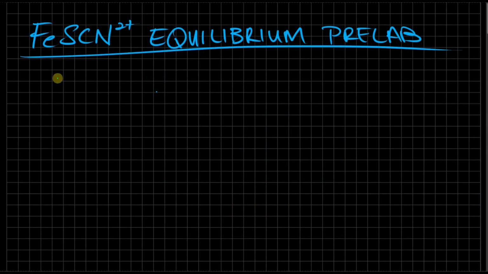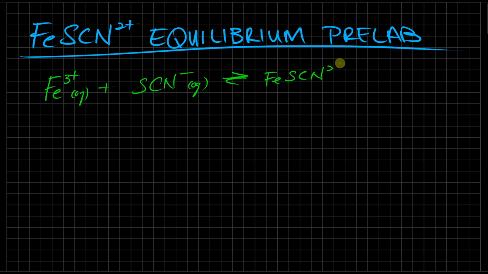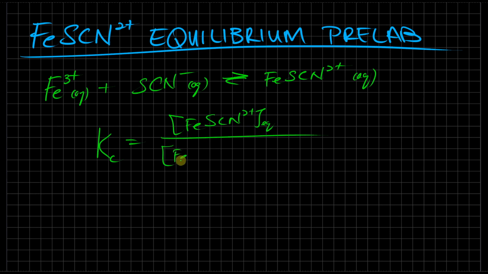In this lab we're going to react iron 3 with thiocyanate, that's SCN, to give this complex, FeSCN2+, aqueous. And we're trying to find the equilibrium constant for this reaction. So that would be our products over our reactant concentrations at equilibrium. So this is the aim of the whole lab.